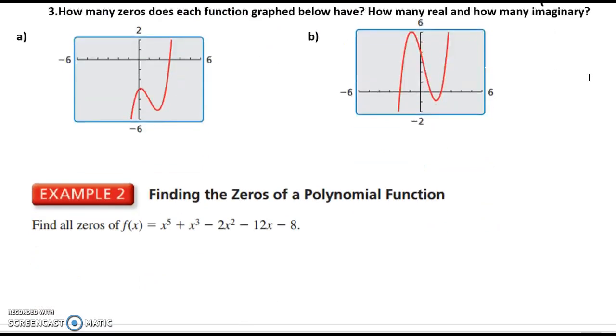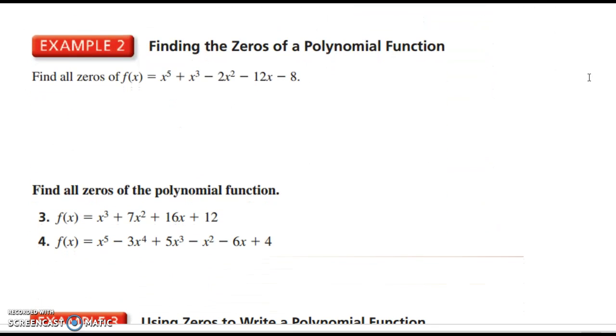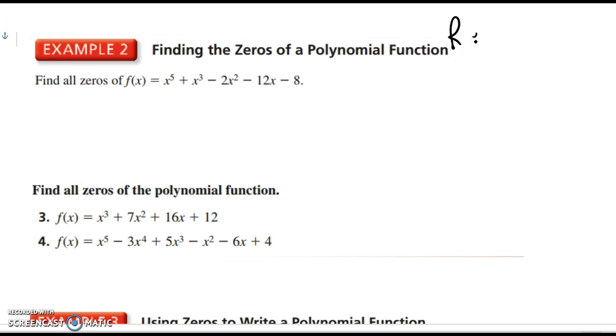Now let's move to example 2. Now that we know how many solutions we have, let's try and find them. Example 2 is just like we did in section 4.5, except now we could have real solutions and imaginary. Before we were working with all real solutions. Now let's figure out all the real and all the imaginary. We are looking for a total of 5 solutions, which is a lot.